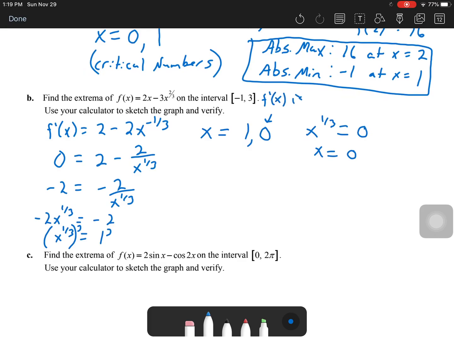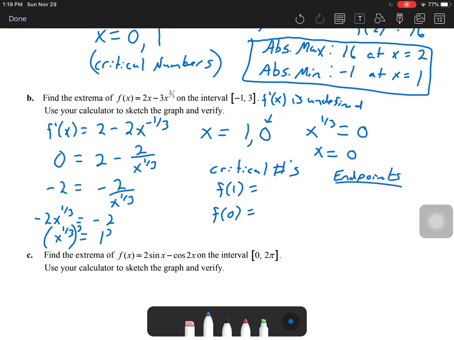So I'm just going to say x prime of x is undefined. I'll just write that note there, and that's why we have to list that one as well. Okay, all right, so now we're going to test our critical numbers. In my critical numbers, I've got 1 and 0, so I'm going to do f of 1, f of 0, and then I'm going to test my endpoints. So we want to do f of negative 1 and f of 3.